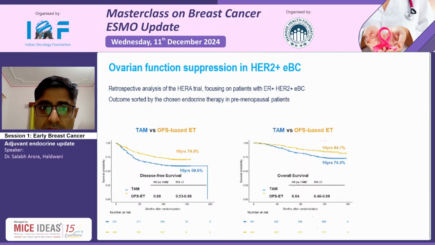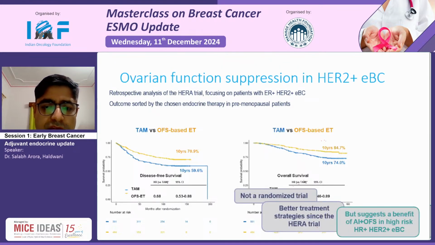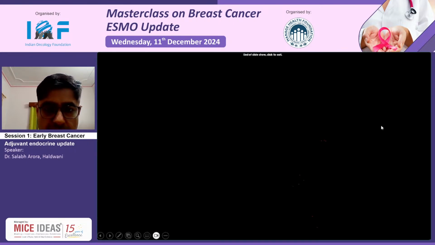So what we have already been practicing based on the SOFT and TEXT trials, that ovarian suppression plus AI is superior to tamoxifen, we can now apply to patients who have HER2 positive early breast cancer also. However, the caveat to be noted is that this is not a randomized trial, and there have been better treatment strategies since the HERA trial was put into place. Nevertheless, this does suggest a benefit of AI plus OFS in high-risk patients who are hormone receptor positive in addition to HER2 positivity. I think I'll stop here and hand over to the organizers.